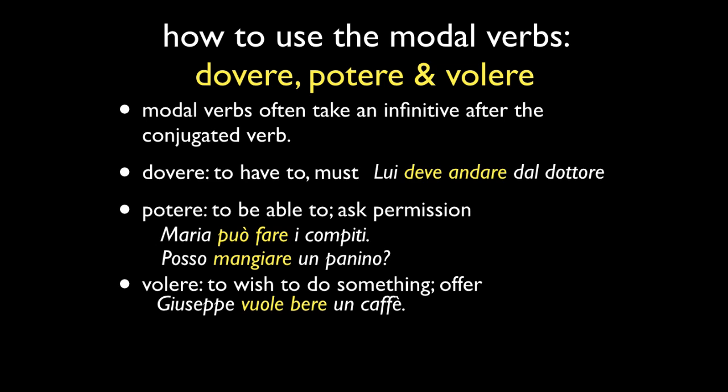Volere, to wish to do something, but also to offer. So Giuseppe vuole bere un caffè. Giuseppe wants to drink a coffee. But also, here's an example of it used without the infinitive. And also, pay attention to that comma there, because that means that you're directly addressing Giuseppe, and that's a common way that textbooks and instructors like to trip you up. So, Giuseppe, you're addressing him directly. Comma, vuoi un caffè? Do you want a coffee?